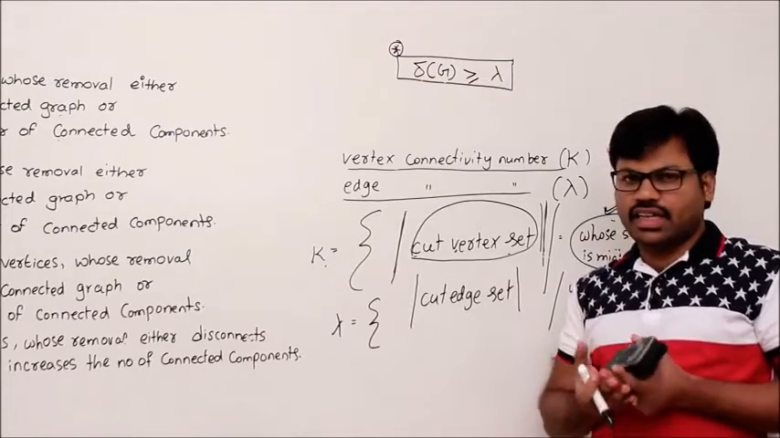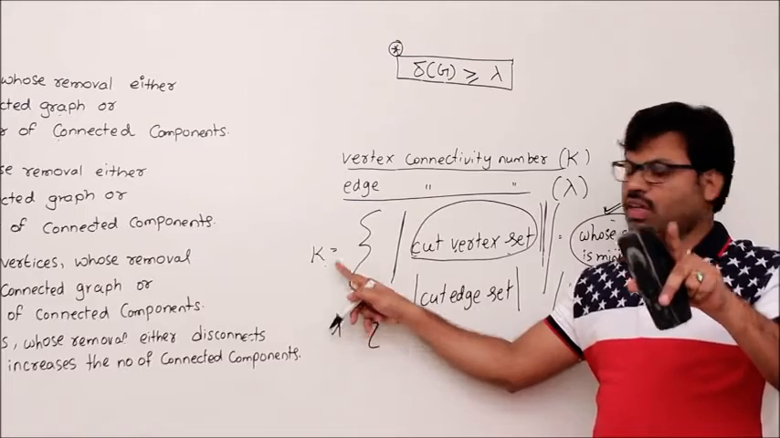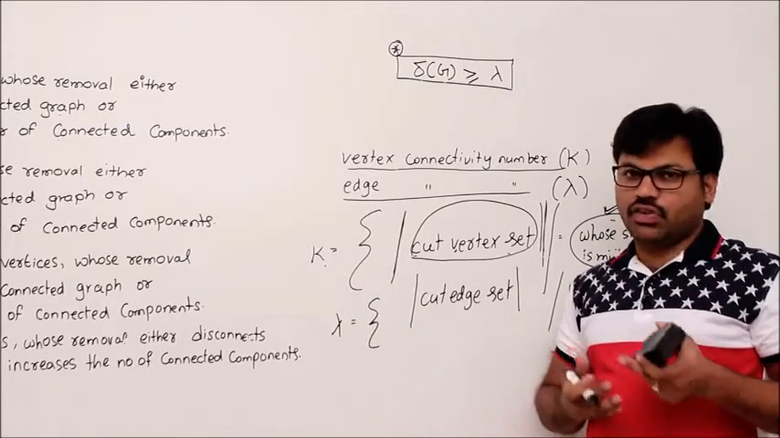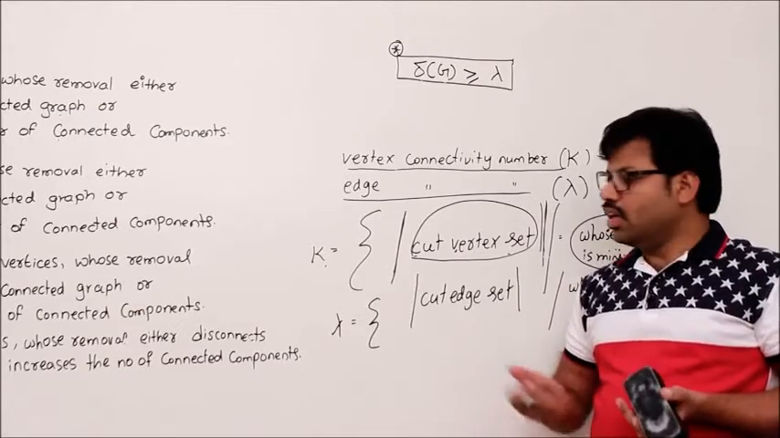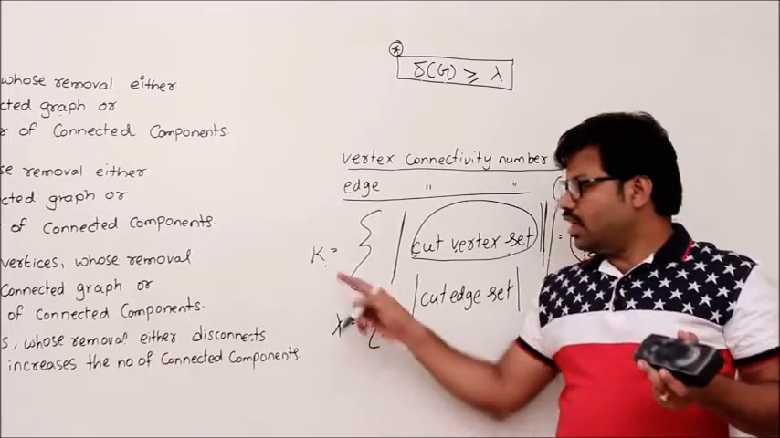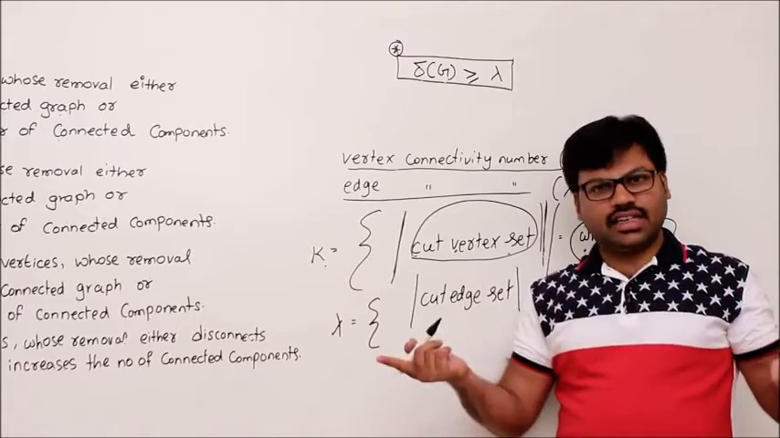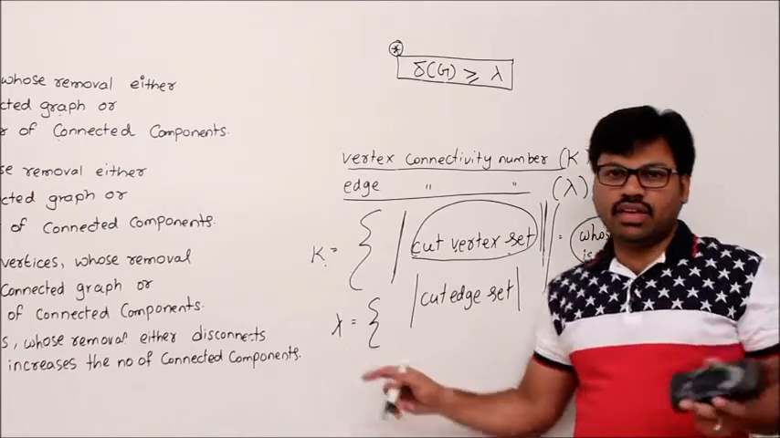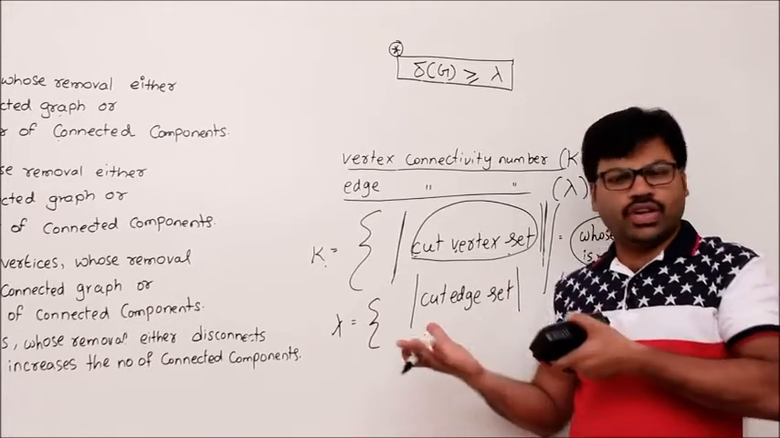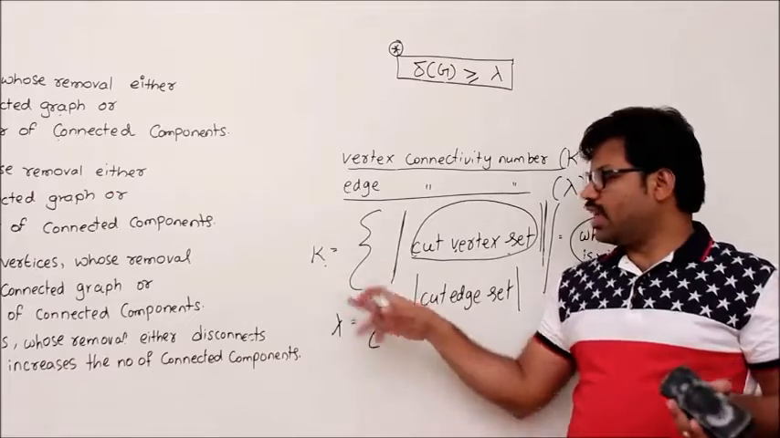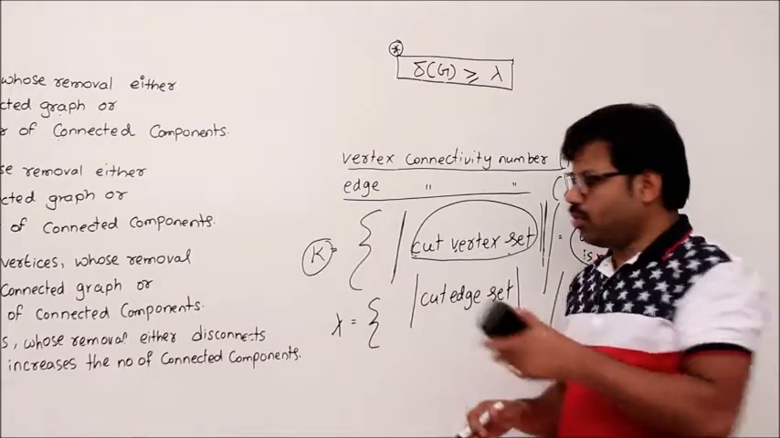But in simpler words, in English, we can define K as the minimum number of vertices required to disconnect the graph. Lambda is the minimum number of edges required to disconnect the graph. In that way we can define those two things in a connected graph. Otherwise, if the graph is already disconnected, then K is the minimum number of vertices to be deleted to increase the connected components. Similarly, lambda is the minimum number of edges required to increase the number of connected components in the graph. That's it. This is about K comma lambda. We'll see one example and try to calculate the K value and lambda value in this problem.